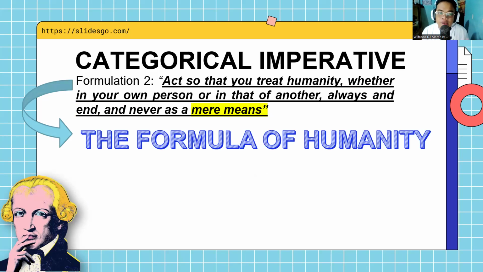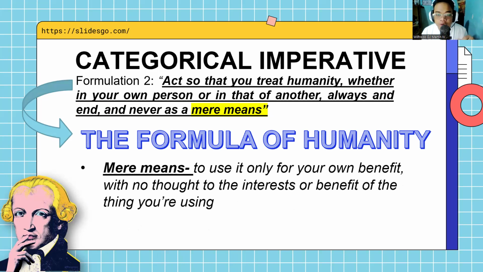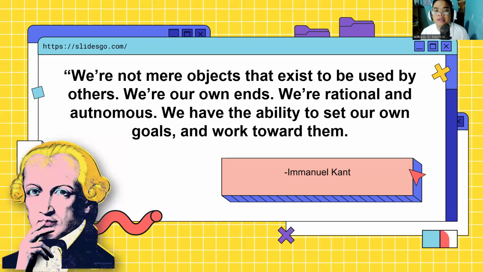All of us here in this world are ends in ourselves. When you say mere means, you are only using it for your own benefit with no thought to the interest or benefit of the thing that you're using. In other words, you're just using the person. You manipulate them, you make them an object, you do it for yourself. So he's only your friend when you need something. Right? That's wrong, according to Immanuel Kant.